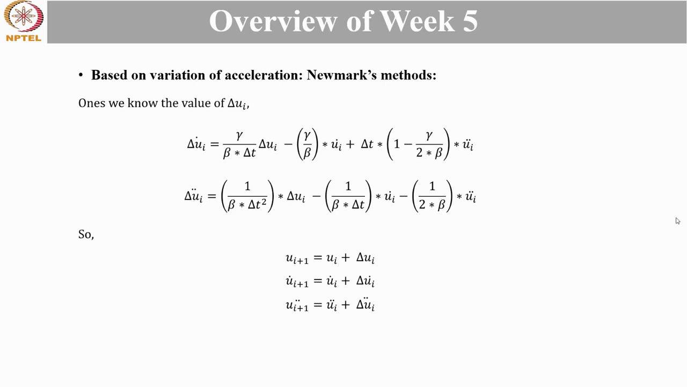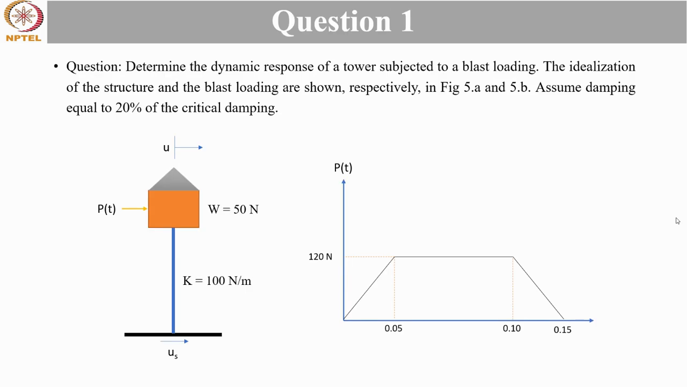Okay, so let's start with the questions. This is question one. What does the question say? Determine the dynamic response of a tower subjected to a blast loading. The idealization of the structure and the blast loading are shown in the figures respectively. Assume damping equal to 20% of the critical damping.